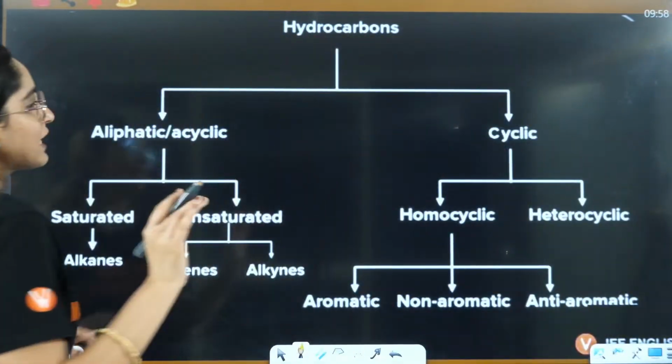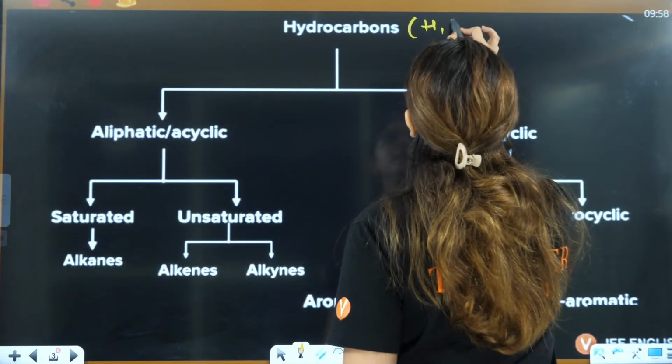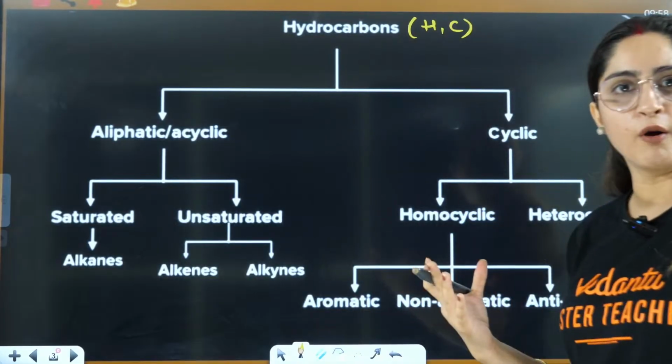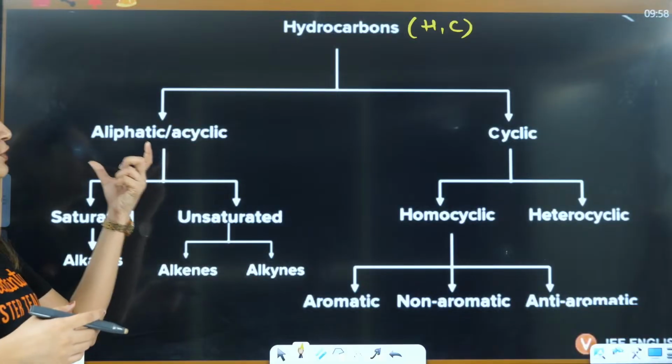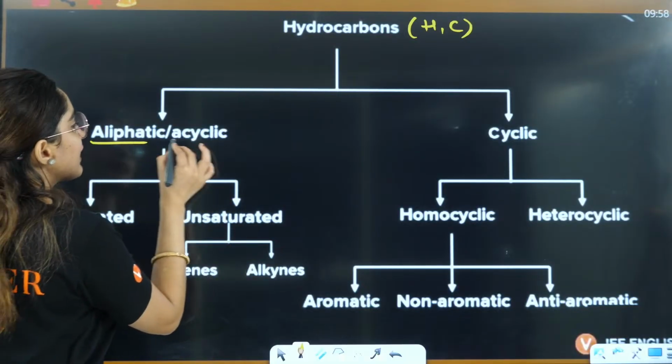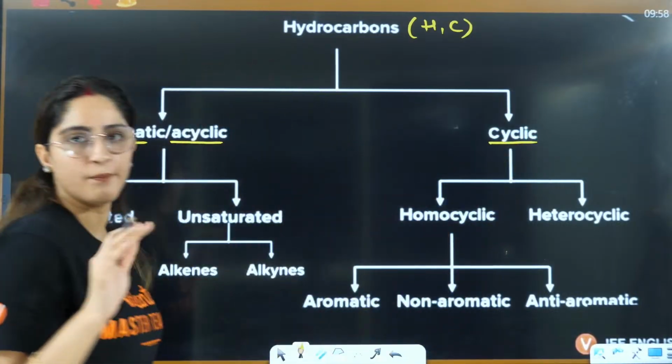Now firstly, what are hydrocarbons? These are organic compounds that have hydrogen and carbon, nothing else. Just hydrogen and carbon. They are divided into two parts. One is aliphatic, that is acyclic, and then there are cyclic compounds.